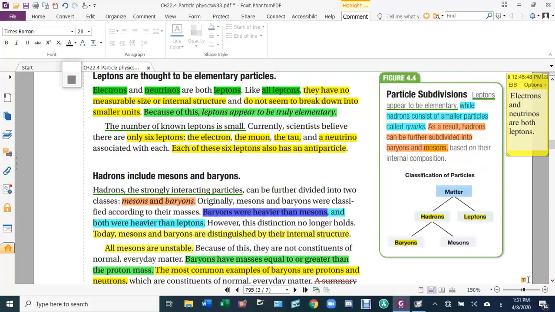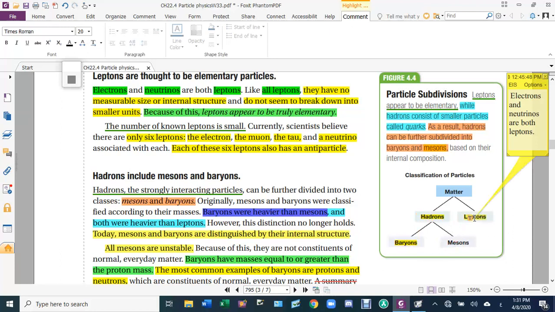So now what about leptons and hadrons? Leptons appear to be elementary, while hadrons consist of smaller particles called quarks. Electrons and neutrinos are both leptons. Like all leptons, they have no measurable size or internal structure and don't seem to break down into smaller units. Because of this, leptons appear to be truly elementary. Hadrons can be further subdivided into baryons and mesons, based on their internal compositions.